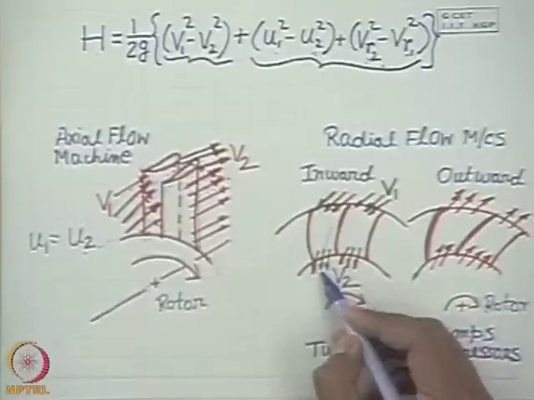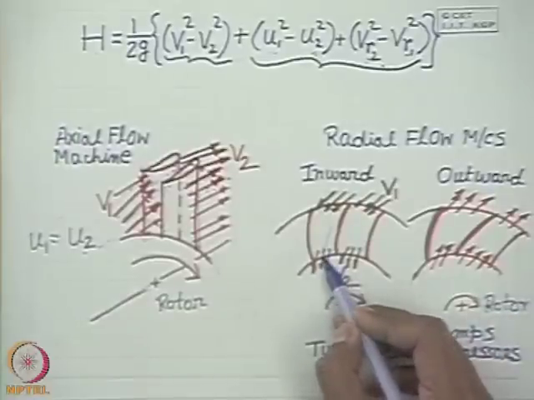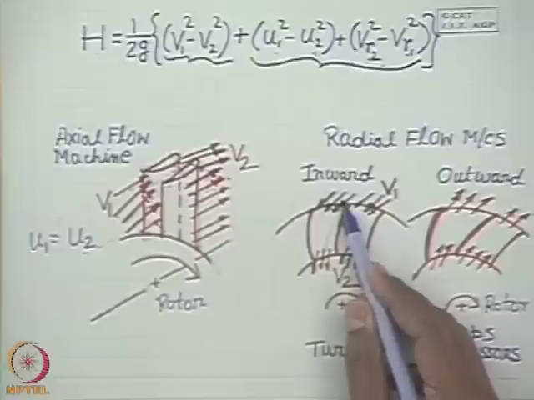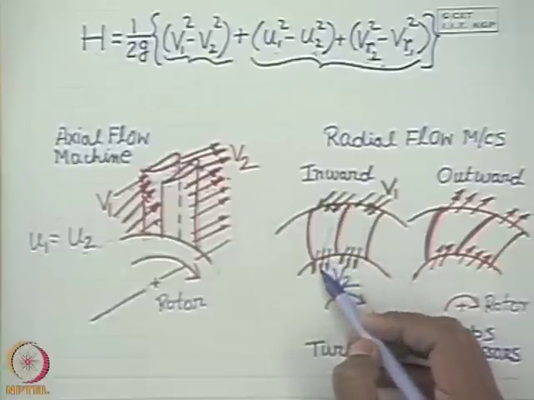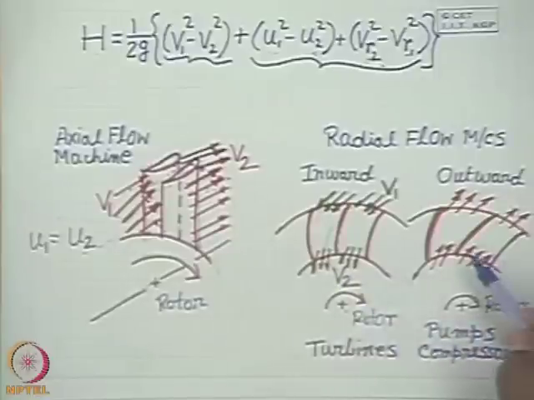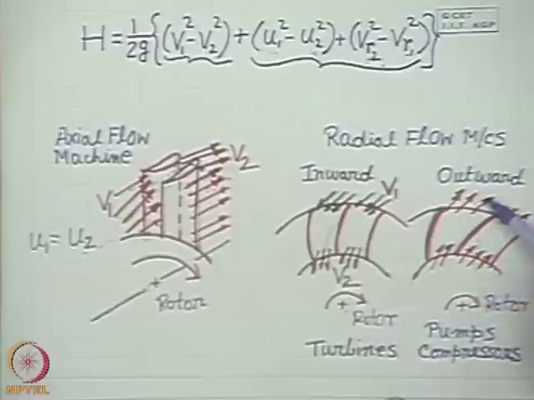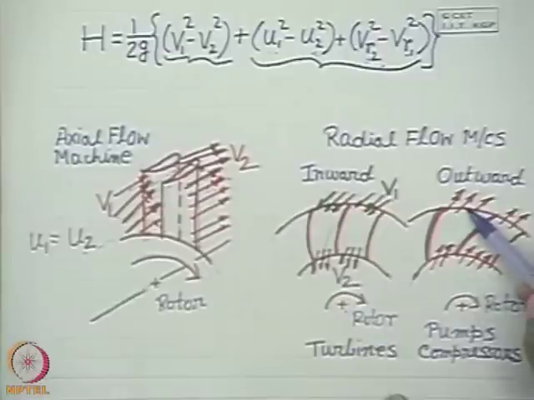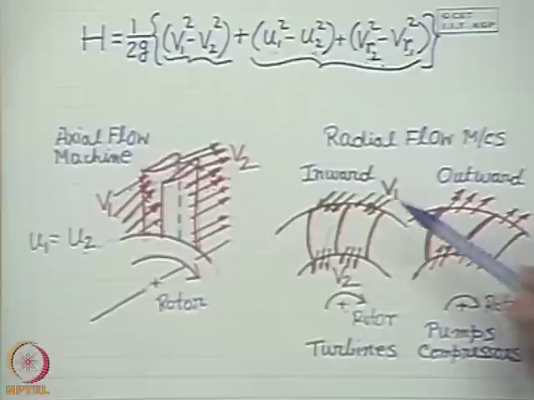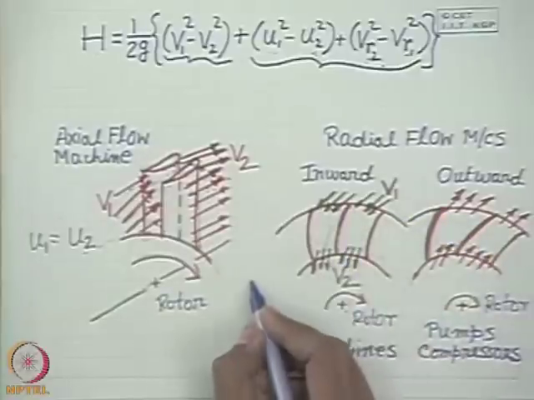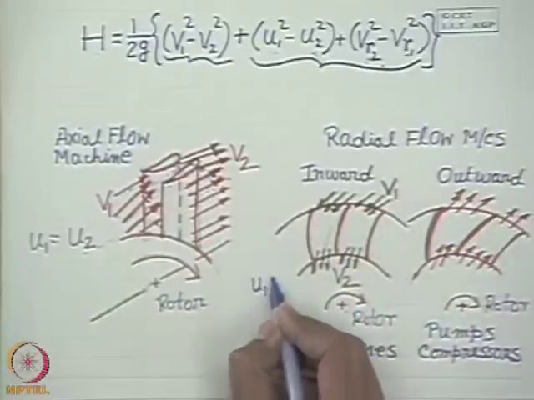And it is discharged at a radial location which is lower than that at the inlet. That means the main direction of flow is radially inwards. Just the opposite one is the radial outward flow, where the main direction of flow is radially outwards. That means the inlet position is at a radial location which is lower than that at the outlet location from the rotor axis. So therefore, for radially inward flow, we can write that u1 is greater than u2.